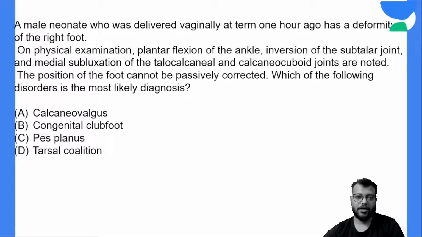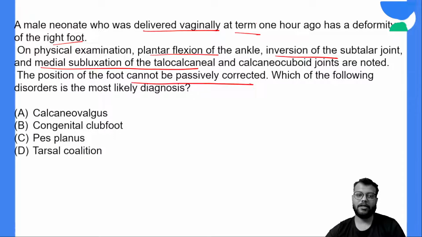A male neonate who was delivered vaginally at term 1 hour ago has a deformity in the right foot. On examination, plantar flexion of the ankle, inversion of the subtalar joint, and medial subluxation of the talocalcaneal and the calcaneocuboid joints are noted. The position of the foot cannot be passively corrected. Which of the following is the most likely diagnosis? Okay, so here are your 30 seconds for this question.